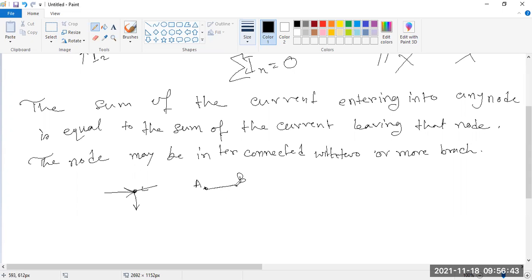If there is no component, then what is the meaning of this A and B? Just look at this A and B. Somewhere you have to face this type of thing. A and B have no components, but a line is connected. So what is the meaning? Actually, it means that A and B are at the same point.